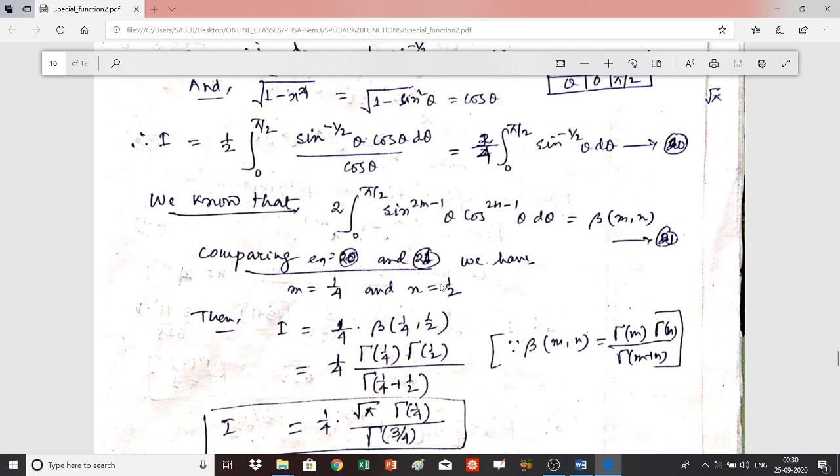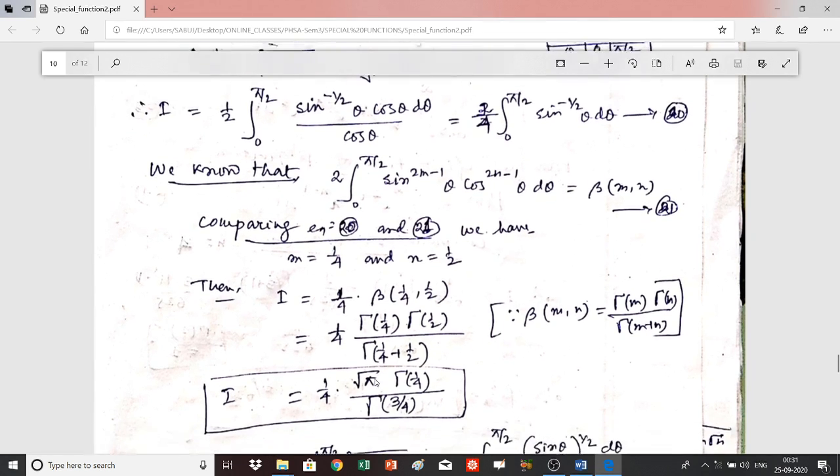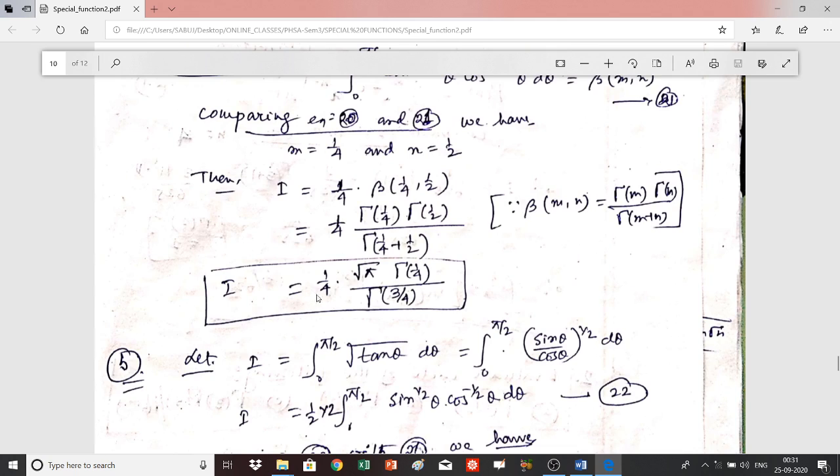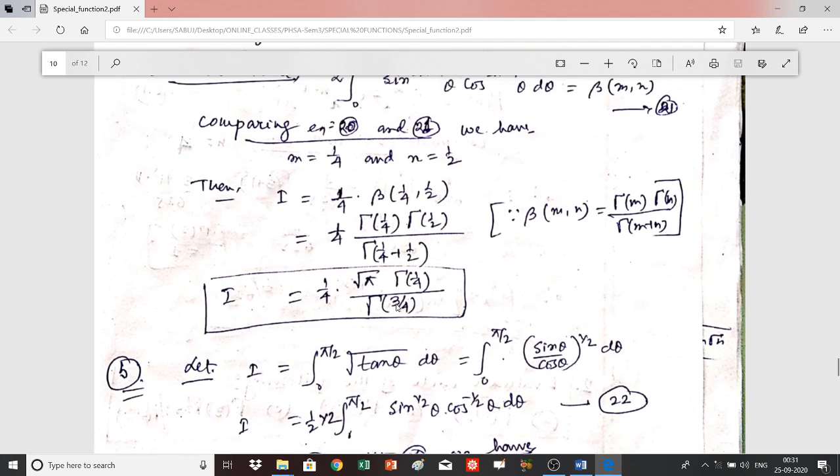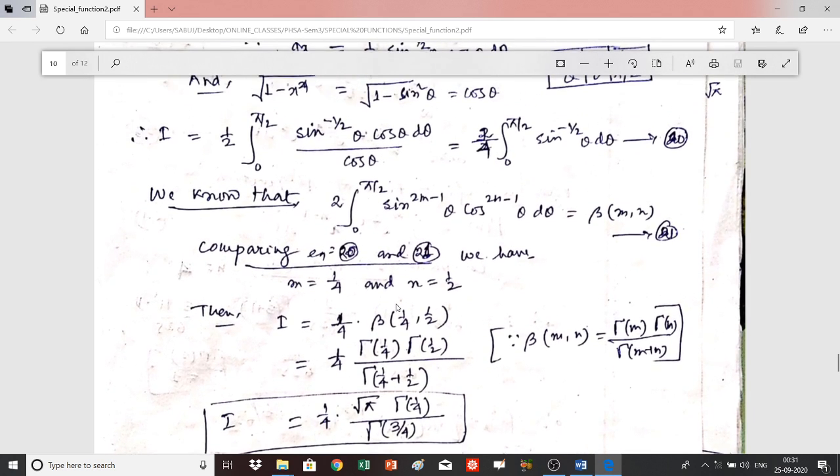Okay, then I is equal to, from here, 1 by 2, 1 by 4, beta 1 by 4, half, and you know that beta mn is equal to this, and just simplify this, and this will give you finally I is equal to 4 pi gamma 1 by 4 gamma 3 by 4. Here is the entire calculation. Just look at this. I have left it for you. Just go through all these steps.